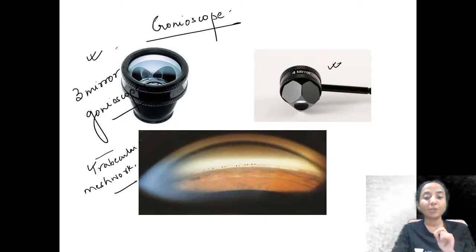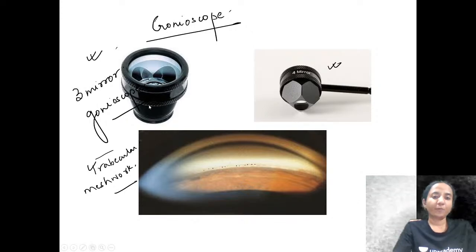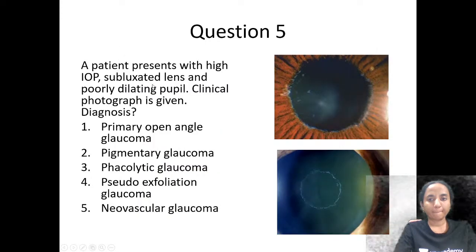And what is the structure you need to identify? As I told you, you need to identify the trabecular meshwork. If the TM is visible, then you call it an open angle. And if the TM is not visible, then you call it angle closure. Okay? Now let's go to the next one.